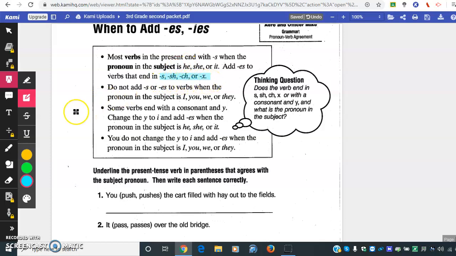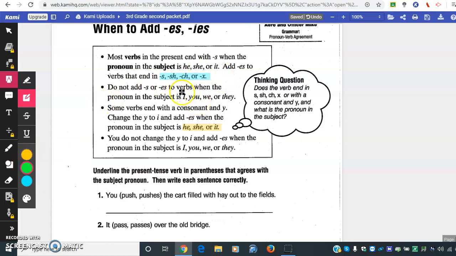Now remember, singular pronouns are he, she, or it. So if I'm talking about one person, he, one person, she, or one thing, it, I want to add S to their verb, unless, of course, S isn't enough, and then I would want to add ES to the verb.